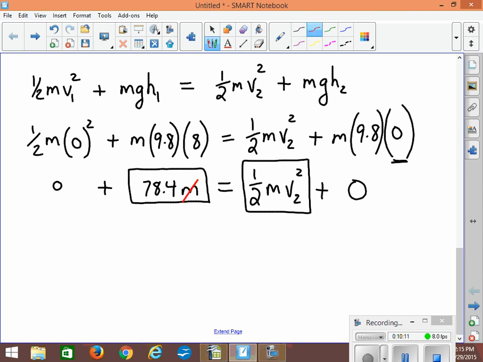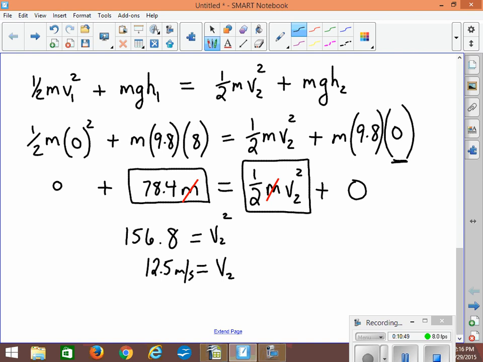The masses can be divided out of both sides of this equation, and basically we need to multiply both sides by 2 so that we can eliminate the half. So this would be 156.8 equals v2 squared. And then if we take a square root of that, we can get the answer. And that would be about 12.5-ish meters per second as the velocity at the bottom.